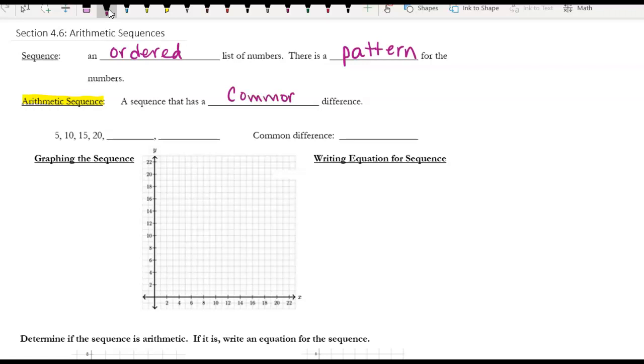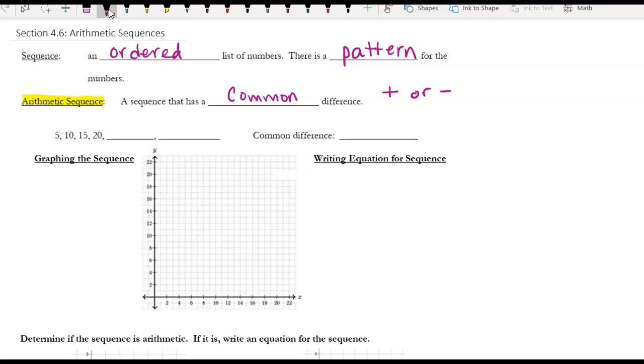difference. So what happens with arithmetic, which is just arithmetic, it's either adding or subtracting. And it has to be the same thing all the time. You can't multiply, you can't change what you add or subtract by. It has to be the same thing the whole time.